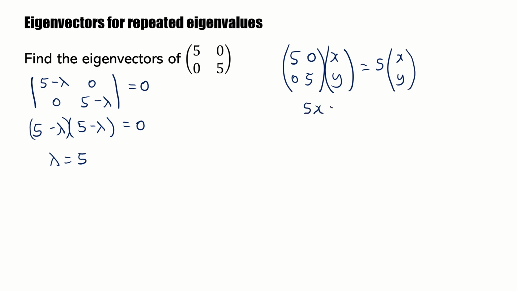Interestingly, we get 5x is equal to 5x, and we get 5y equals 5y. And the problem is with both of these relationships, they both just boil down to 0 equals 0, which is reassuring because it's true, but it doesn't actually tell us anything useful about what x and y must be. And that's because actually there's technically no restrictions on x or y for this particular scenario where we're trying to find the eigenvectors for this particular matrix. Therefore, you can actually pick anything.